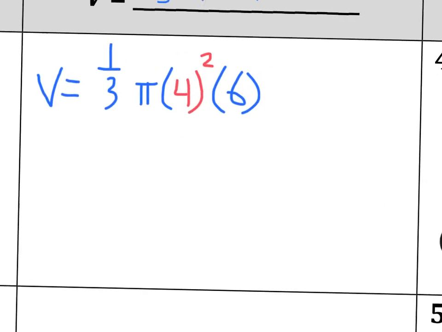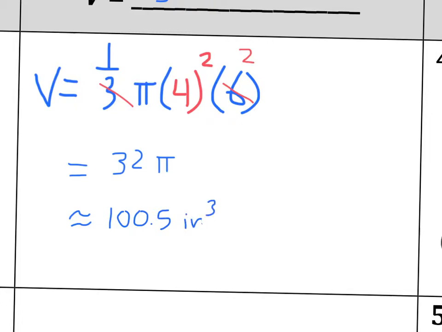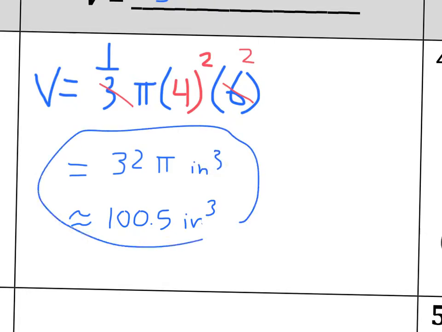So continuing to simplify here, I can even reduce the 1/3 right now. So 1/3 of 6 is 2. So when I simplify this, I get 32 pi. And when I multiply, to get approximately 100.5 cubic inches. And both of these are acceptable answers depending on the instructions. Again, this is in terms of pi, and this would be an approximate rounded to the nearest tenth.